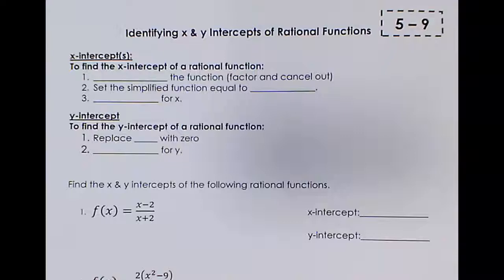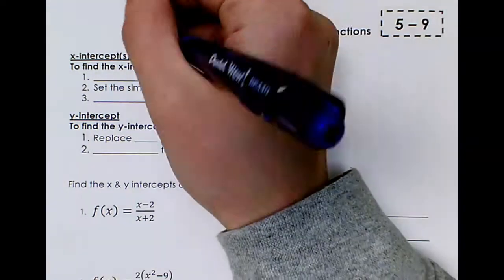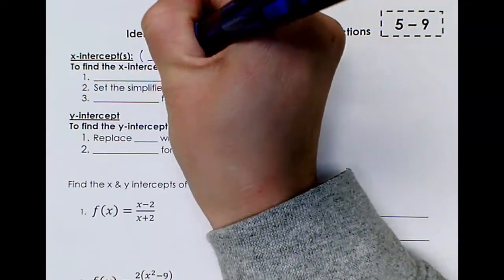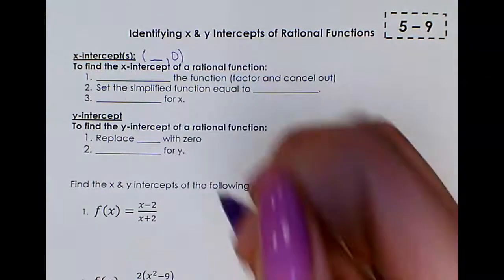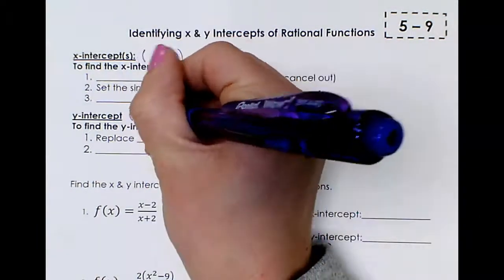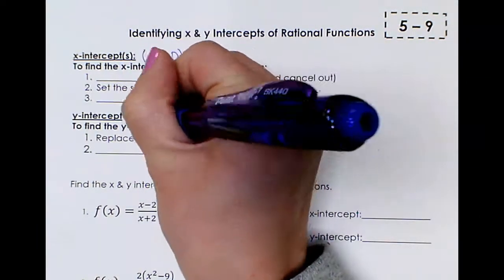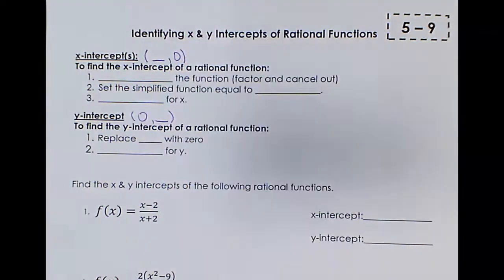Hi folks, today we're going to talk about how to identify the x-intercept and the y-intercept of rational functions. Just a reminder that the x-intercept is at the location where you have an x value but the y value is 0. And the y-intercept is the location where there's a y value but x equals 0. So that layout is going to help us understand how to find those intercepts.